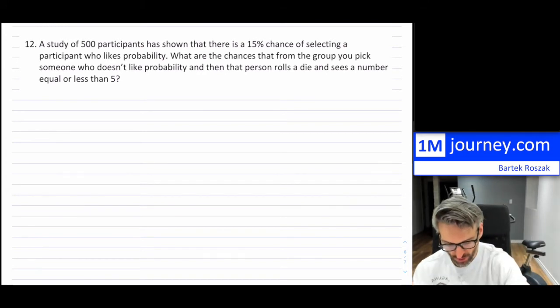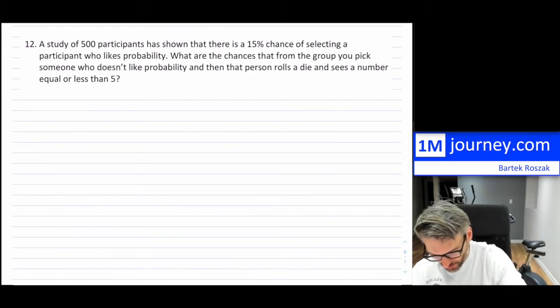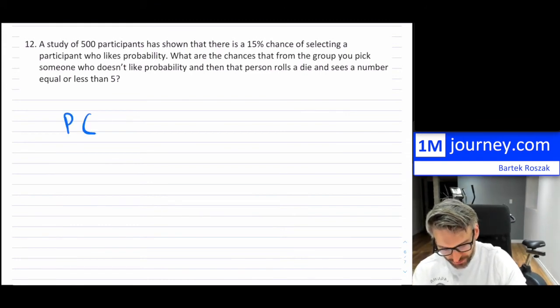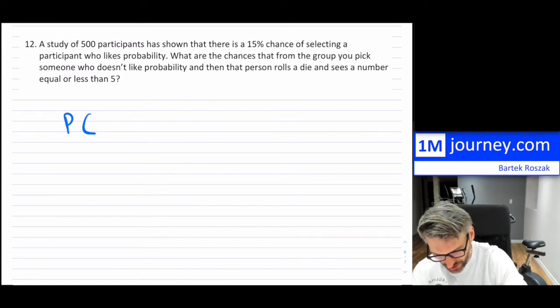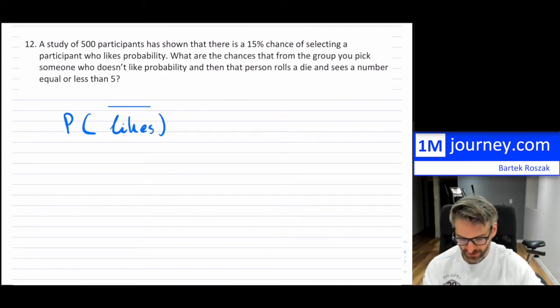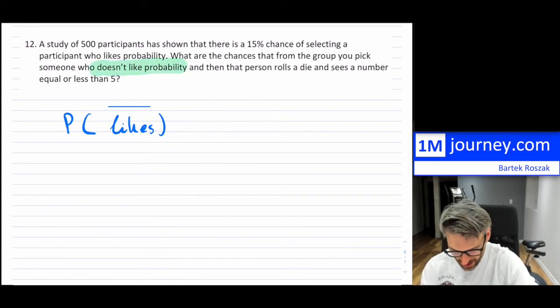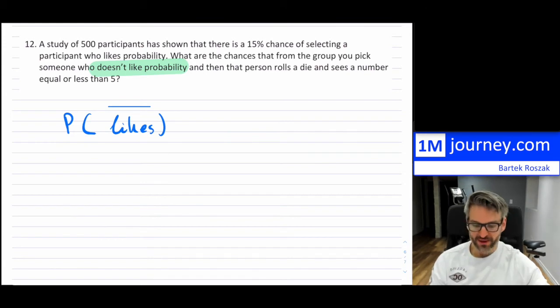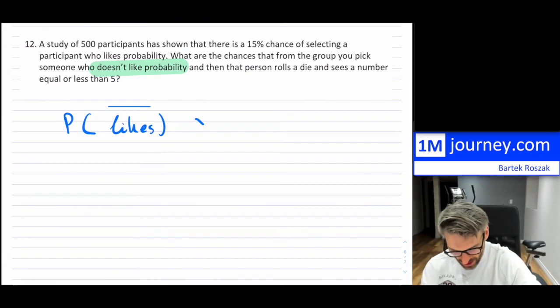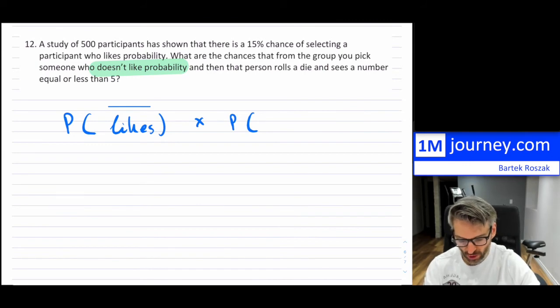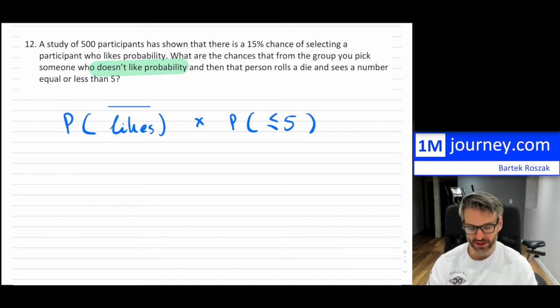All right, so for this, here it says we have probability that likes probability. But we want the complement of that because they are saying that you're going to be choosing a person that does not like probability. Then they're going to be rolling a die. This is an independent event from choosing those. So now as you're rolling it, it is equal or less than 5. That's what we want to see on the die.